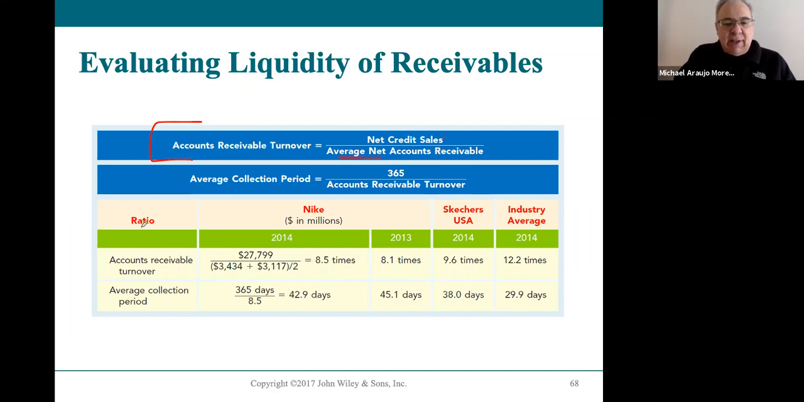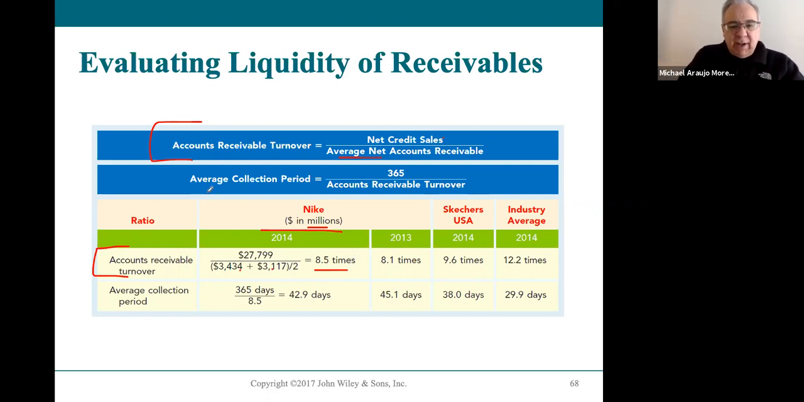As you see for Nike in 2014, these are all in millions, they had over $27 billion in credit sales. And when you divide that by the average receivables of about 3.2, almost 3.3 billion, they're collecting their receivables 8.5 times a year. Now, 8.5 times a year is not 12 times a year. It's actually much slower. So that's not necessarily all that great.